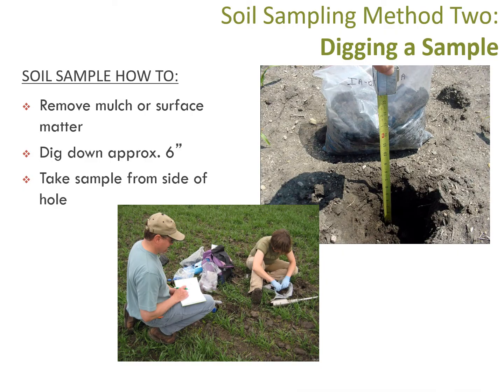So you're going to dig. Most of us don't have a soil probe, it's a pretty expensive tool. So you're going to brush aside any mulch or organic matter that's on the surface, and you're going to dig down at least 6 inches down and take a sample from the side of the hole. Think of slicing a sliver of a cake off the side.